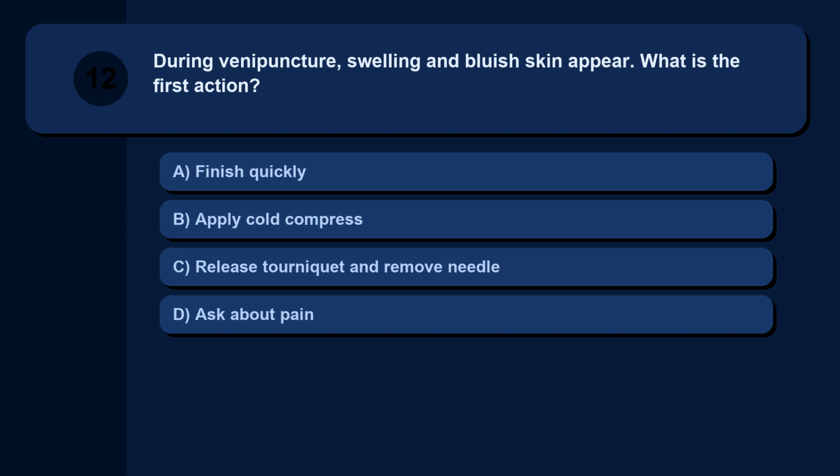These are signs of hematoma formation. Immediate cessation of the draw prevents further tissue damage.